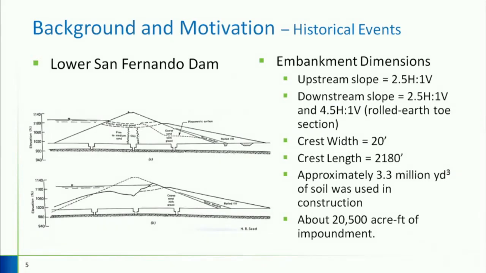Here's a couple schematics of the dam. One important feature here is the rolled earth berm on the front. That was added later, and it could contribute to why the downstream slope did not fail and the upstream slope did fail. It was a liquefaction failure in the hydraulic fill material that contributed to this slope moving into the impoundment.